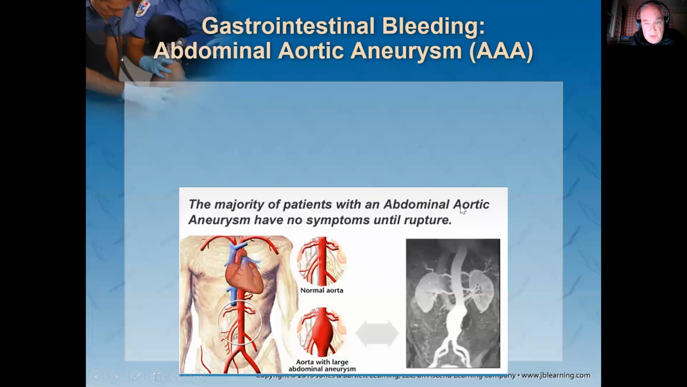Okay, can you see the new slide? Gastrointestinal bleeding, abdominal aortic aneurysm. Can you see that? Yes.